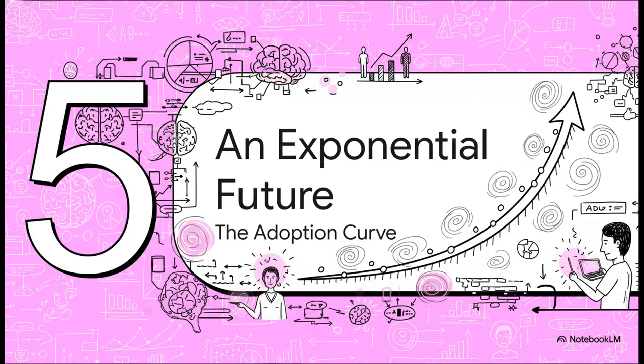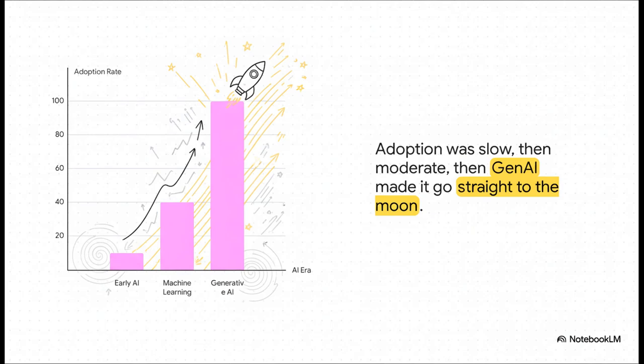So let's zoom out. What does all this mean for the future? Well, because of how accessible and powerful generative AI is, the way technology gets adopted has been changed, probably forever. If you look at how this tech has been adopted, the story is wild. Early AI was a slow burn. It was always just around the corner. Machine learning picked up the pace, for sure, but then generative AI hits the scene, and the curve just goes vertical. I mean, straight to the moon. This is the technology that finally put real AI power into the hands of millions of people, overnight.